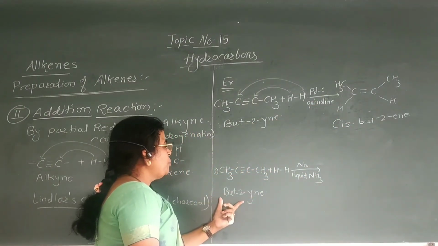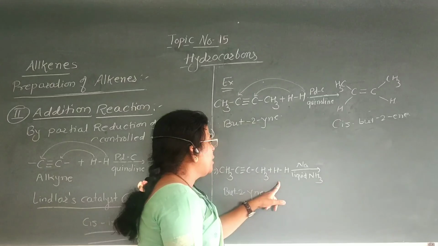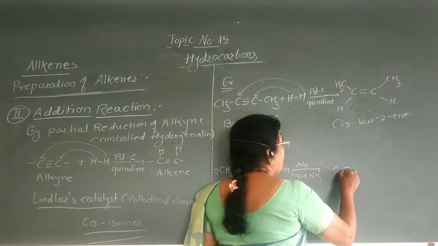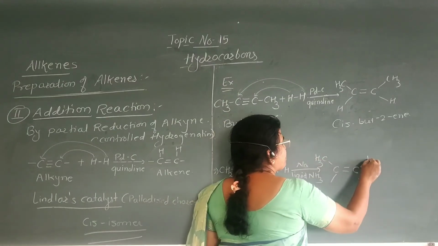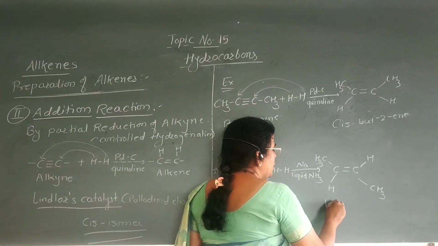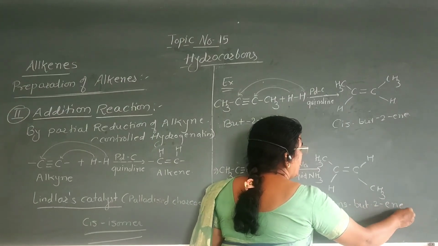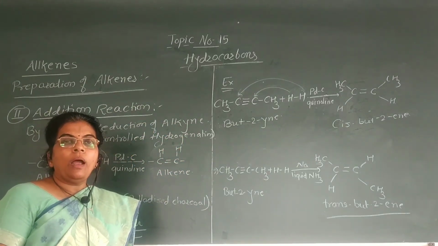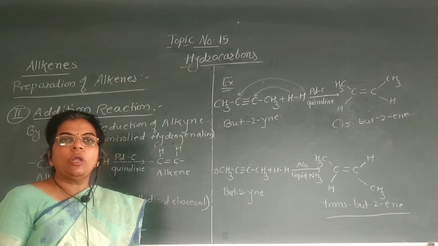Now second, when this but-2-yne, that is CH3 C triple bond C CH3, undergoes partial reduction in the presence of sodium and liquid ammonia, then we will get the trans isomer. That is, here similar groups lie on the opposite side of the double bond. Therefore, this compound is trans but-2-ene. Here formation of the trans isomer takes place. In this way, we can prepare alkenes by using partial reduction or controlled hydrogenation of alkynes.